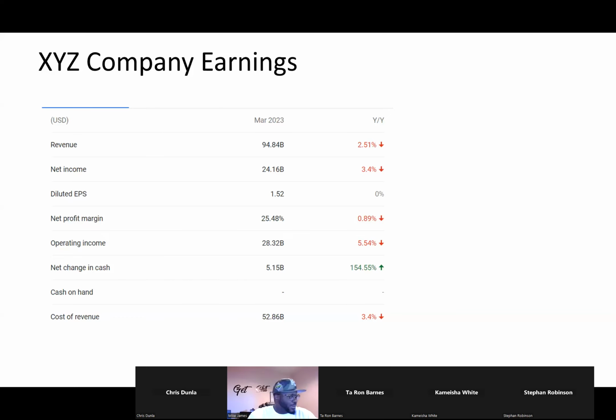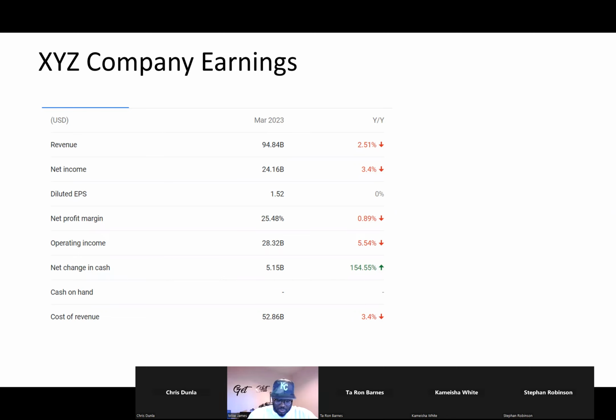Got it. Okay, cool. Let's break it down, and then I'll tell you what company this is. First of all, it's a company that makes $94 billion in revenue every single quarter. Even though it's down 2.5%, the broader market is down more than that. So this is still a strong company and they're making a ton of money.